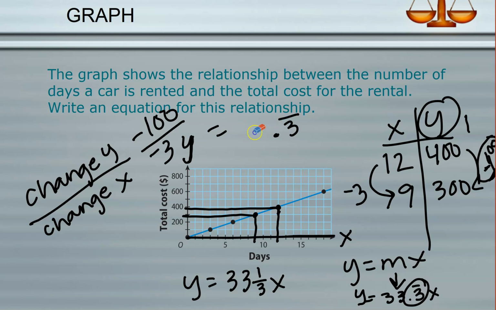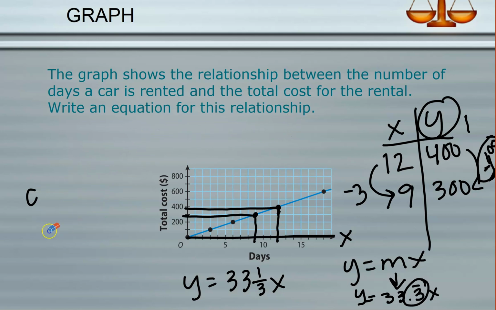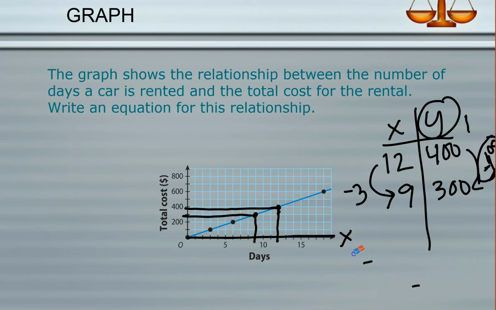Now we will follow the same steps. So we will select 2 points on the graph. All right. So I selected this one, which is 12 and 400, and I selected this one, which is 9 and 300.